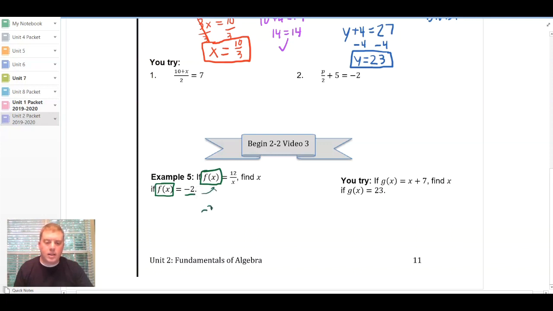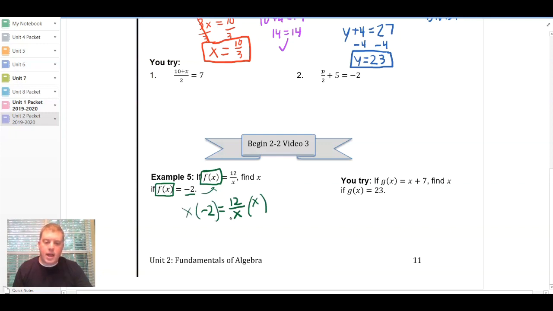So I'm going to do negative 2 is equal to 12 over x. And now I need to solve for x. Now this one's a little bit tricky because our x is in the denominator. The easiest strategy for doing this is to multiply both sides by the x so that we can flip that x to the numerator.